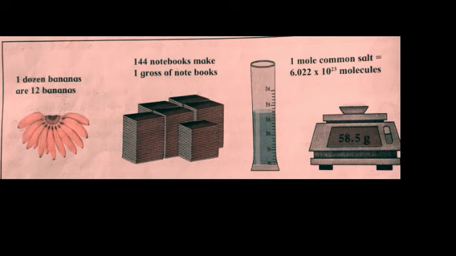All of you know that dozen means 12 items, century means 100, and gross has 144. Like that way, a mole has 6.022 into 10 raised to 23. For example, a mole of water, that is 18 gram of water, contains 6.022 into 10 raised to 23 molecules of water.